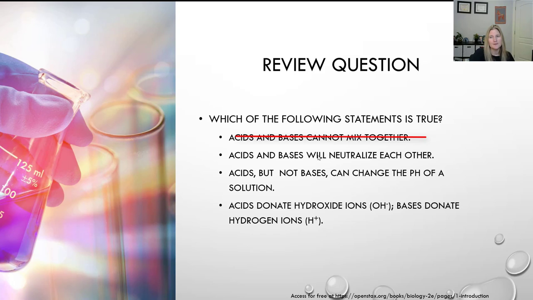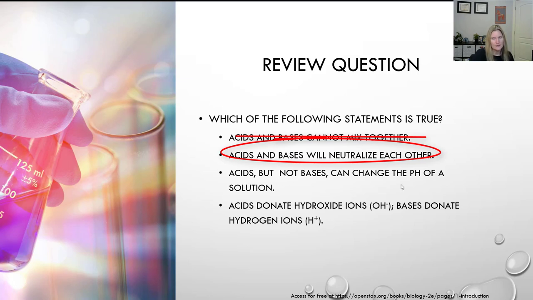Do acids and bases neutralize each other? If we add acids and bases together, will they neutralize each other? Well, what happens? Acids release hydrogen ions into the solution, and bases absorb those hydrogen ions. So they are essentially neutralizing each other. So this is a true statement. Let's see if the other ones are false.